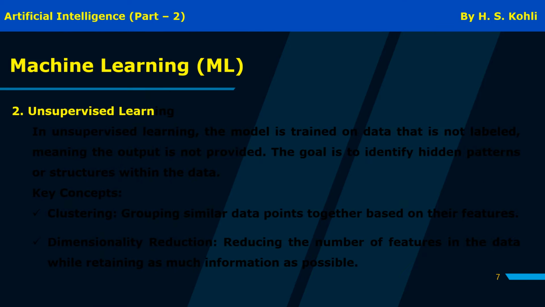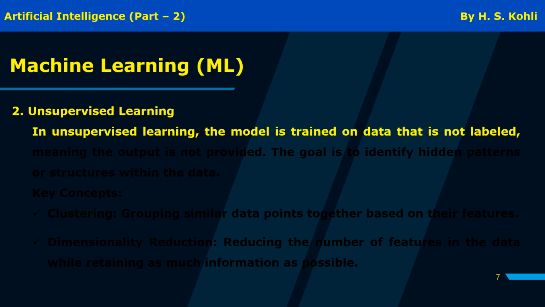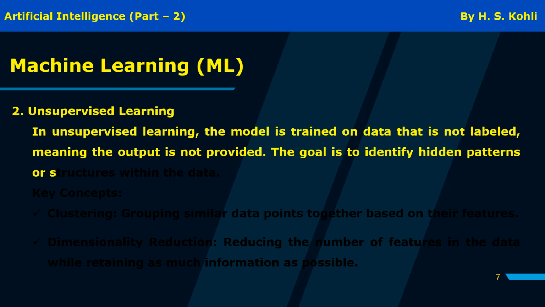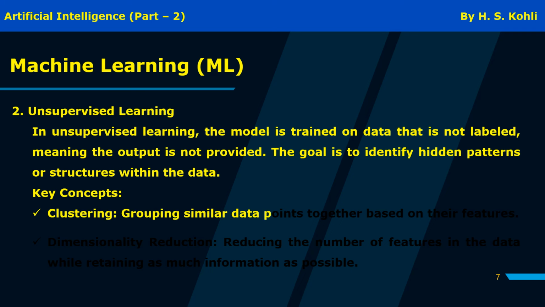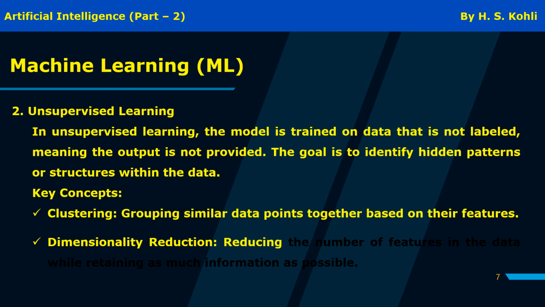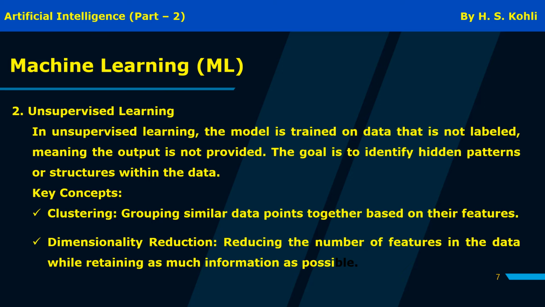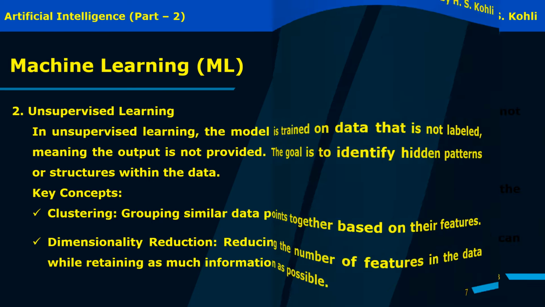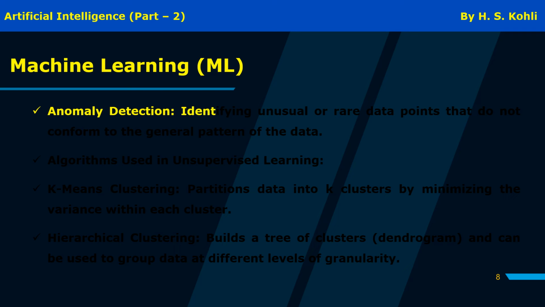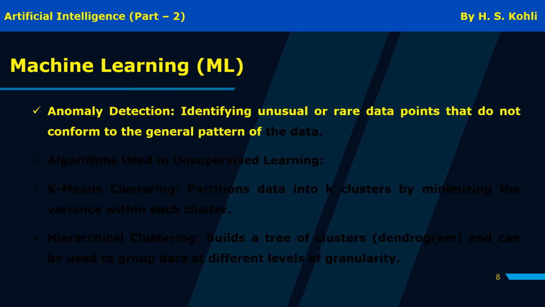2. Unsupervised learning. In unsupervised learning, the model is trained on data that is not labeled, meaning the output is not provided. The goal is to identify hidden patterns or structures within the data. Key concepts: Clustering, grouping similar data points together based on their features. Dimensionality reduction, reducing the number of features in the data while retaining as much information as possible. Anomaly detection, identifying unusual or rare data points that do not conform to the general pattern of the data.